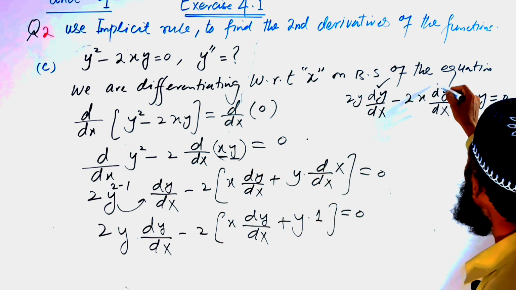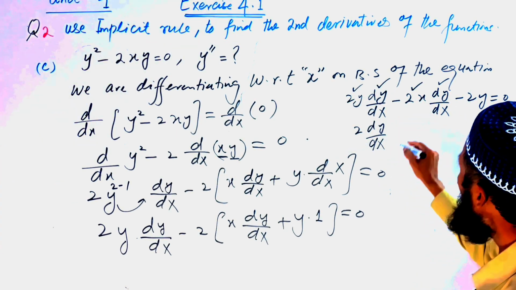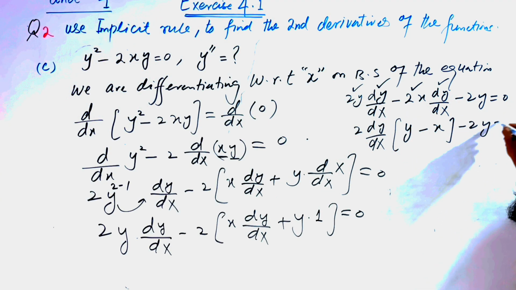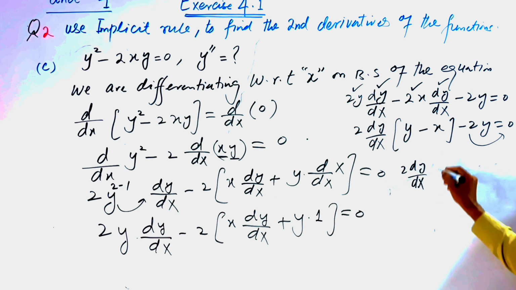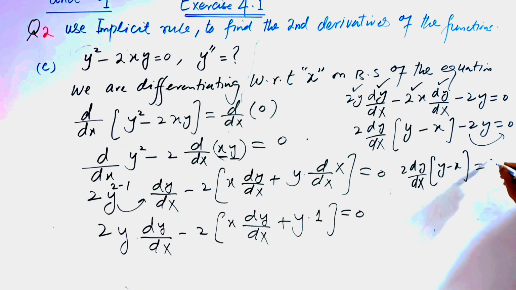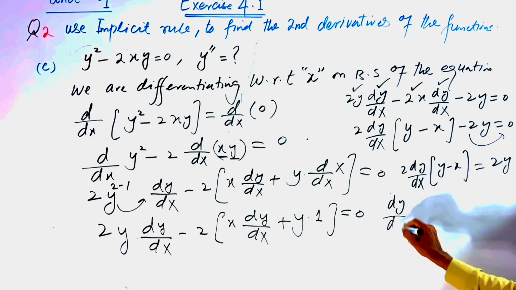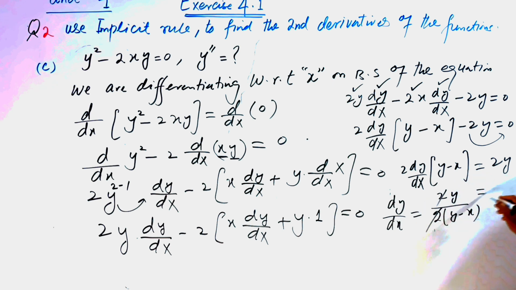Now we take 2 dy by dx common, and we get y minus x, minus 2y is equal to 0. We change this: 2 dy by dx times y minus x is equal to 2y. Dividing both sides by 2 and y minus x, dy by dx is equal to 2y divided by 2 times y minus x. So the 2 will cancel. We get the answer y divided by y minus x.